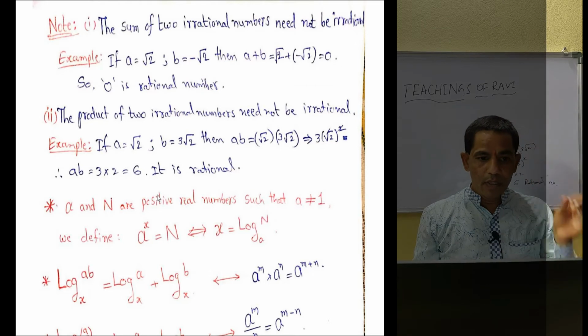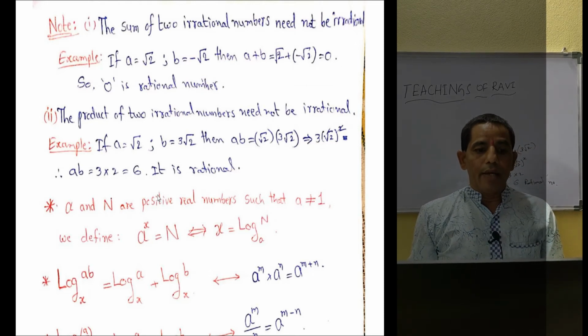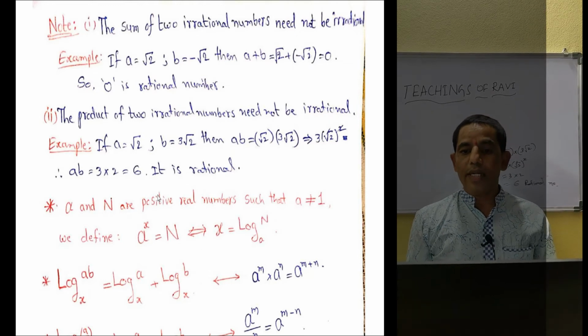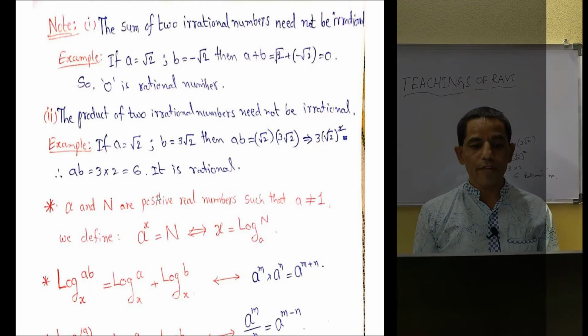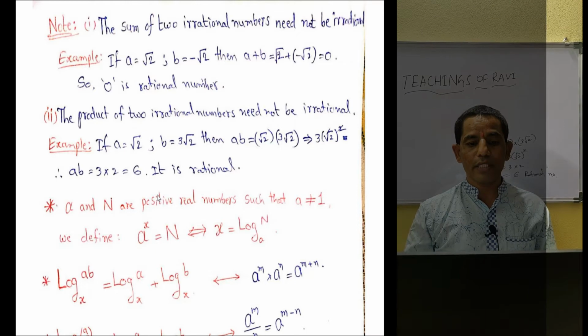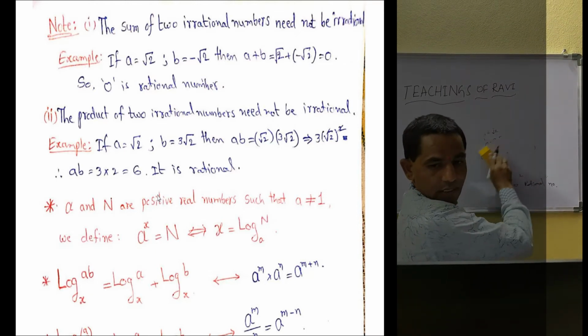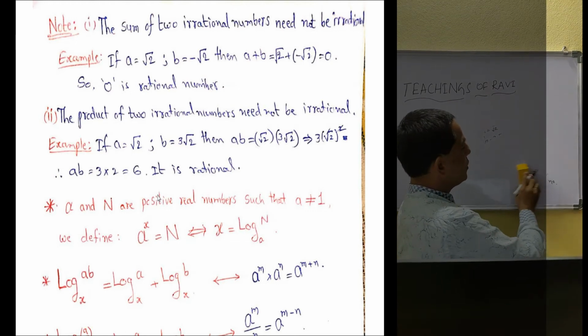Next one. a and n are positive real numbers such that a is not equal to 1. We define a to the power of x is equal to n, which implies x is equal to log n to the base a.